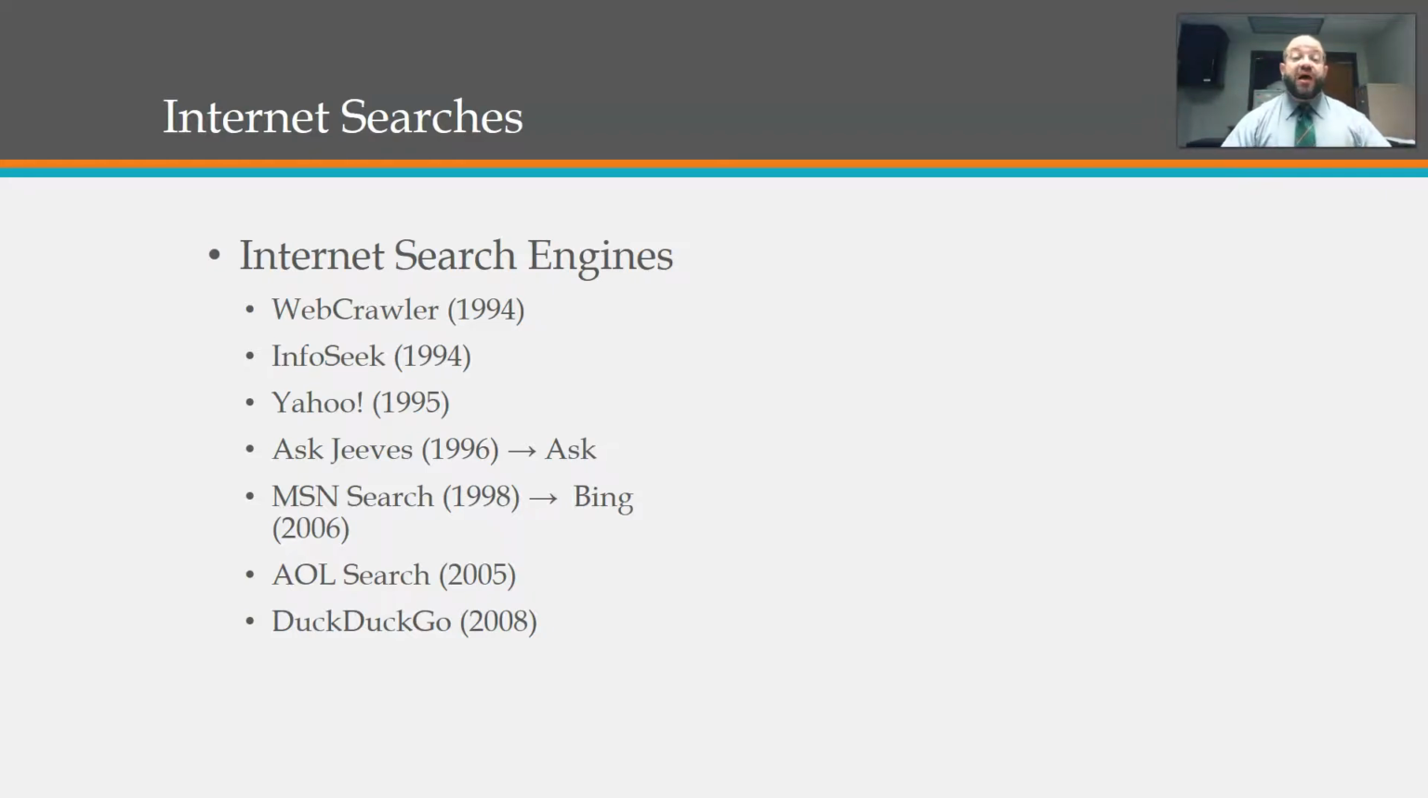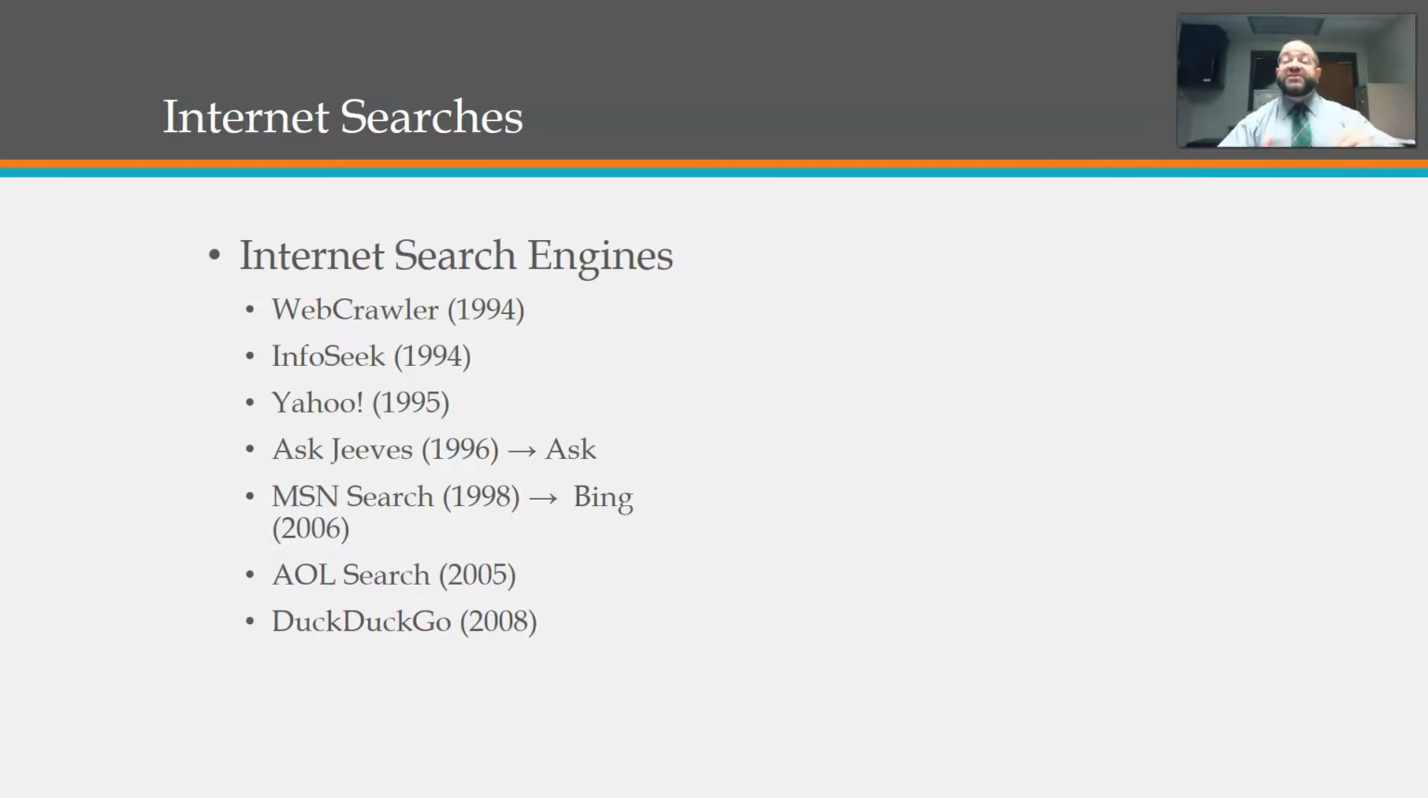MSN search was launched in 1998. MSN stands for Microsoft Network, and that would later become rebranded as Bing, right? Now, during the 90s, America Online was a popular internet provider, and then AOL Search was launched in 2005, and then DuckDuckGo is a very popular website for those who prefer not using Google, because they use a different set of algorithms and so on and so forth. They don't do as much tracking on the individual user. That was launched in 2008 as a response to those who didn't like using Google and Google searches for whatever reason, right?